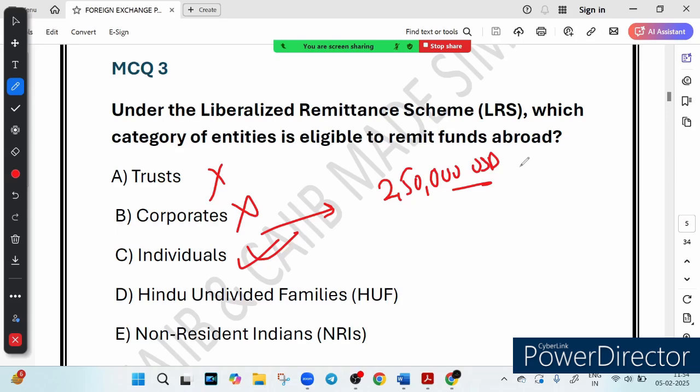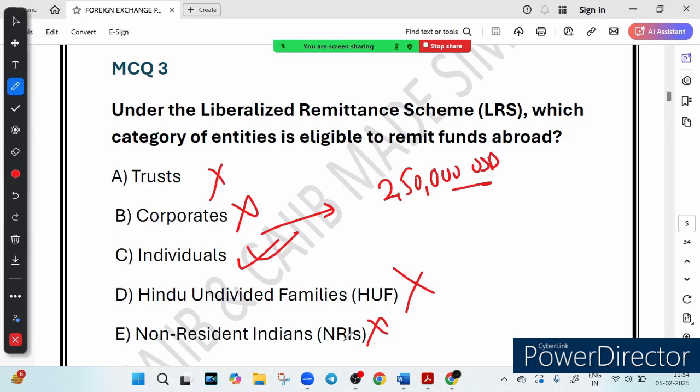What about HUF? HUFs are also not eligible under LRS. You know, a Hindu Undivided Family is a legal family structure in India. It is not allowed to send money under LRS. If an HUF wants to invest in US stock, they cannot use LRS but must follow a separate RBI rule. What about NRI? An NRI cannot use LRS. LRS is only applicable to Indian residents. NRIs can remit money using different rules under FEMA, like NRE and NRO. For example, an NRI working in Dubai who wants to send money to a friend in the USA cannot use LRS but can transfer funds using NRE and NRO accounts.